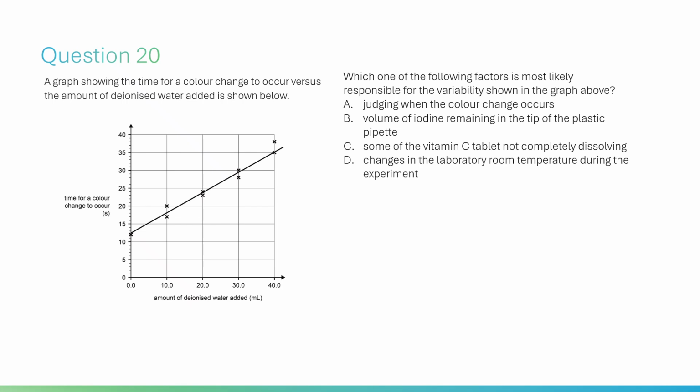A graph showing the time for a color change to occur versus the amount of deionized water added is shown below. Which one of the following factors is most likely responsible for the variability shown in the graph above?